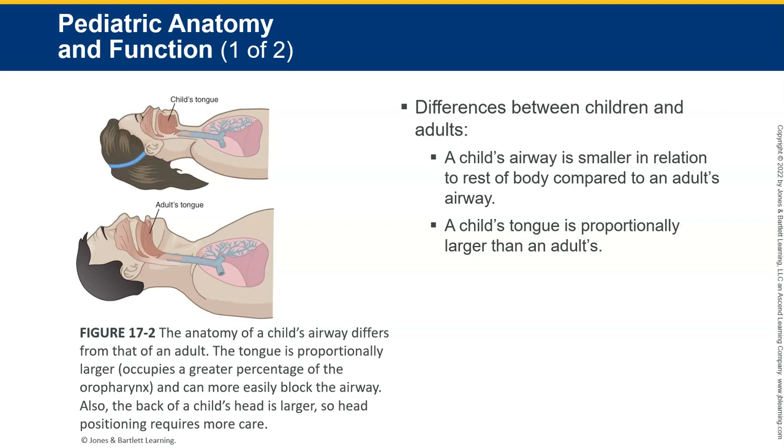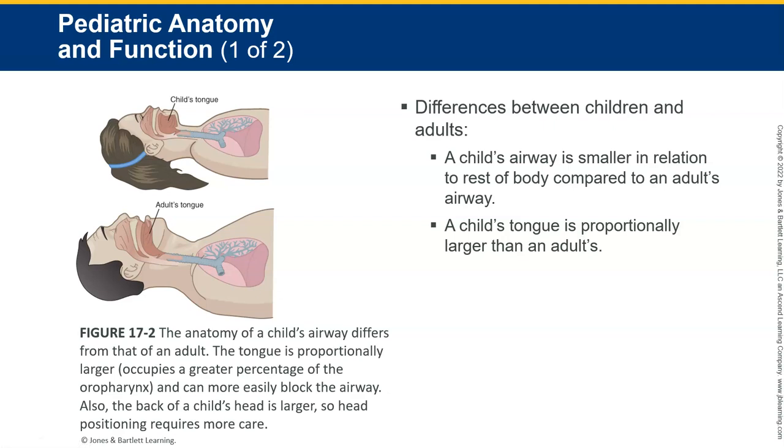Now, anatomy and function, pediatric anatomy and function. Children and adults have the same body systems. They perform the same functions, but there are some big differences. You can see in this picture where we talk about this child's tongue and the adult tongue. First off, the airway is smaller in relation to the rest of the body compared to an adult's airway, but the tongue is proportionally larger. So you see how much larger in proportion to this airway this tongue is versus the adult's.